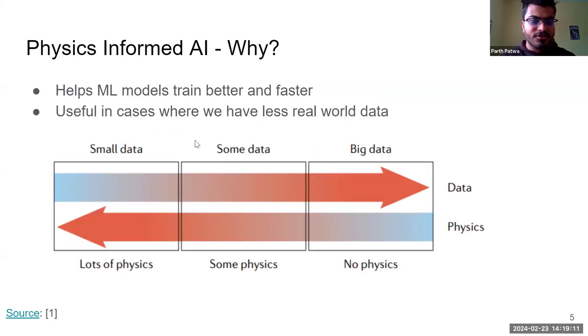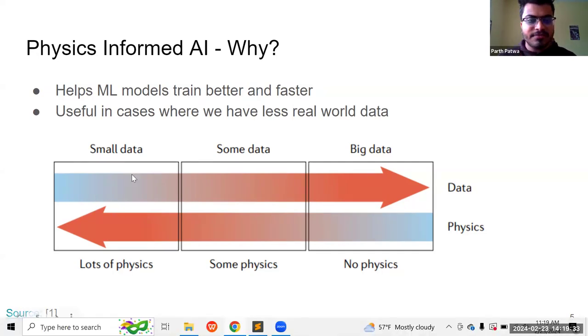And why do we need physics-informed AI? It helps models train faster and better. It can help provide some sanity checks on our predictions. And it is especially useful in cases where we have very little real-world data. This graphic from a survey paper gives a good picture. When we have very little data, we need a lot of physics, like equations and physics-based theoretical models. Whereas if we have a lot of data, we can have purely data-driven systems, where we just feed the input and output data to a neural network, and then we may not need physics. But in most cases, we have some amount of data, but not a lot, and that is where we incorporate physics into our networks.